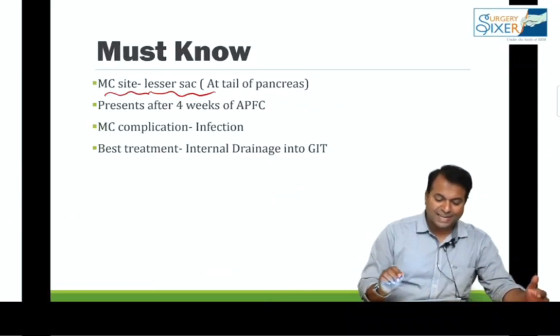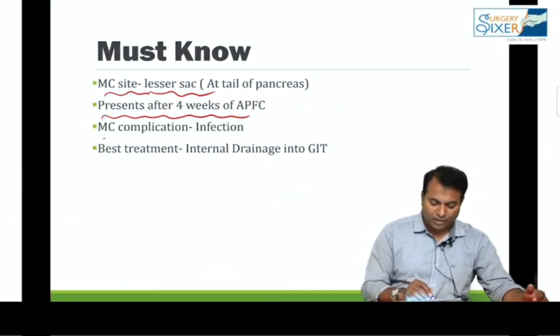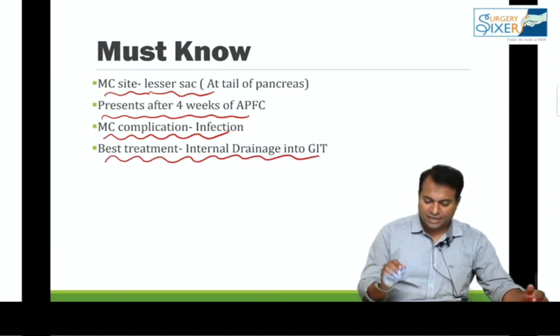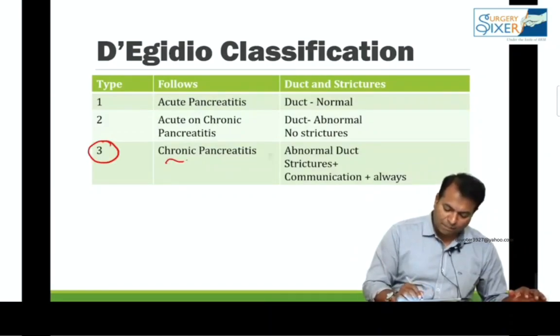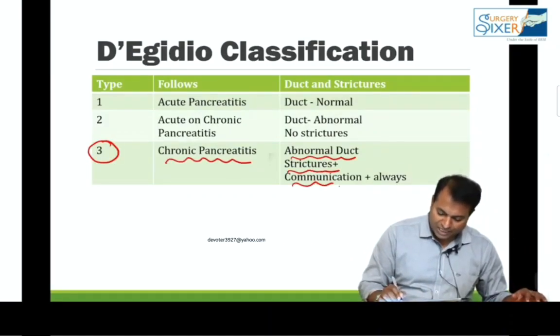Most pseudocysts, the most common site is the lesser sac. Presence after 4 weeks of acute pancreatic fluid collection. Most common complication is infection. Best treatment is internal drainage into the GIT. So this is the classification I told you. Please don't forget, only type 3 is chronic pancreatitis having abnormal duct stricture communication.